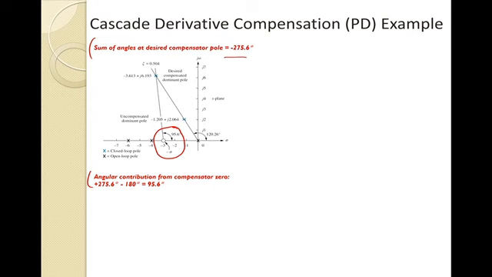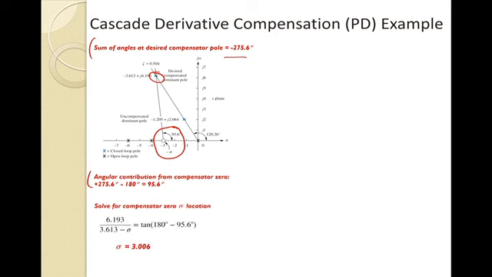It looks close to minus 3. We'll solve for that. But notice that angle there is 95.6 relative to that compensator pole, so that we get that 180 degrees total value. And then, therefore, that pole will actually be where I want it to be.